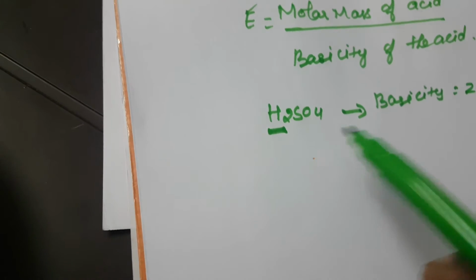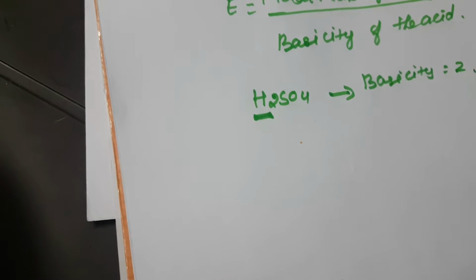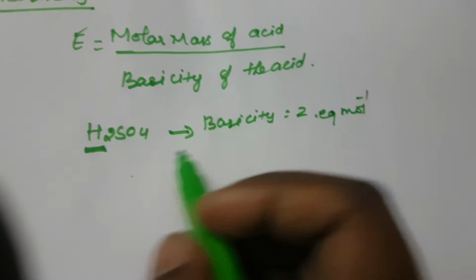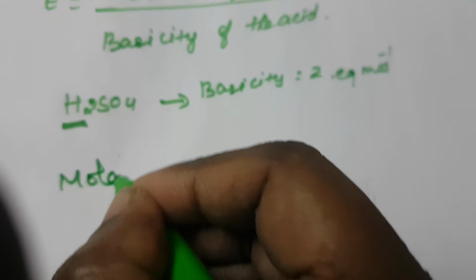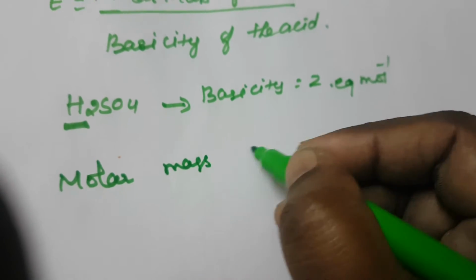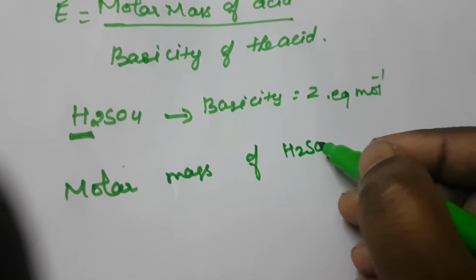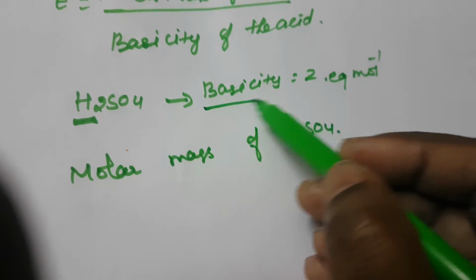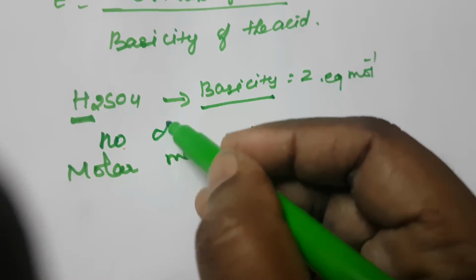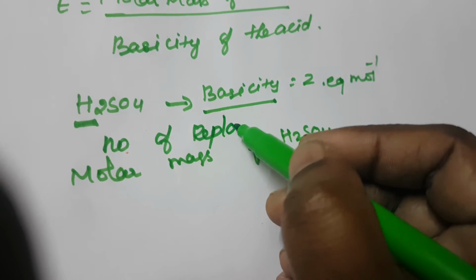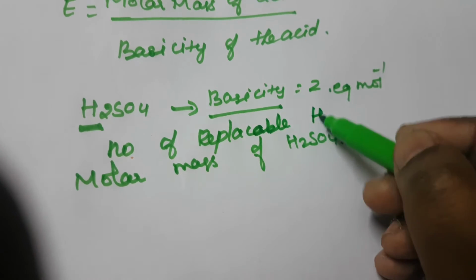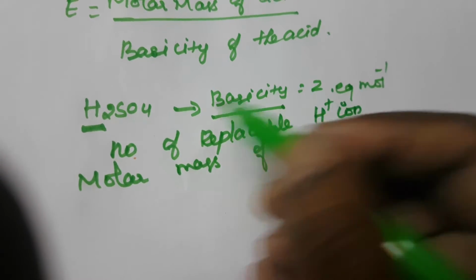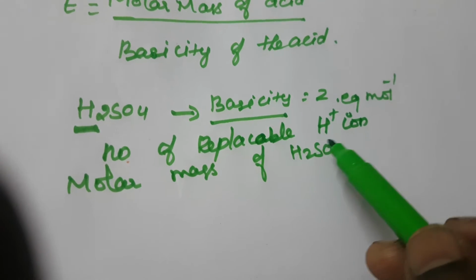So the basicity is 2 equivalent mole minus 1. Now this is the other one: the molar mass. How to calculate the molar mass of sulfuric acid, H2SO4? What is meant by basicity? The number of replaceable hydrogen ions. So from this equation, that is called basicity.